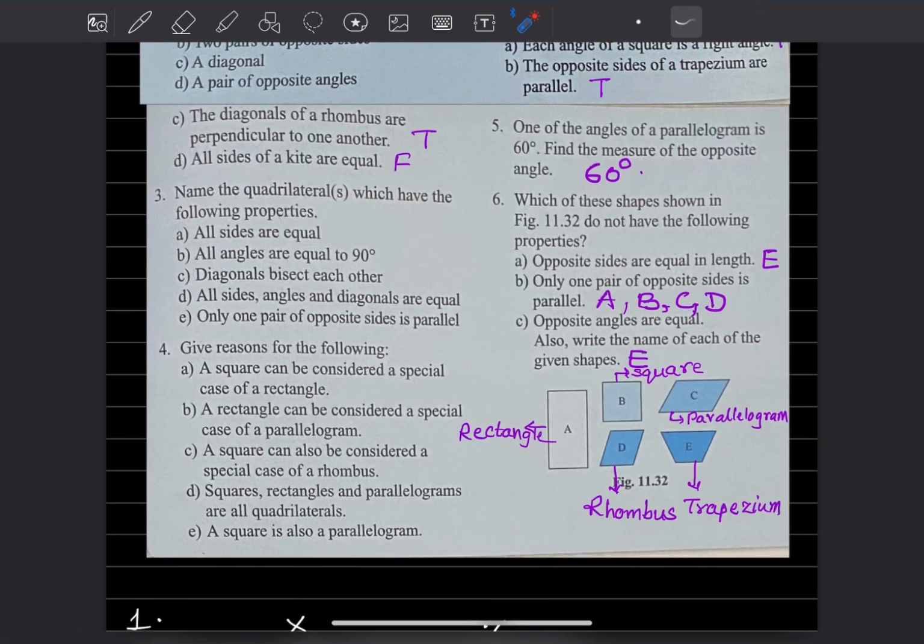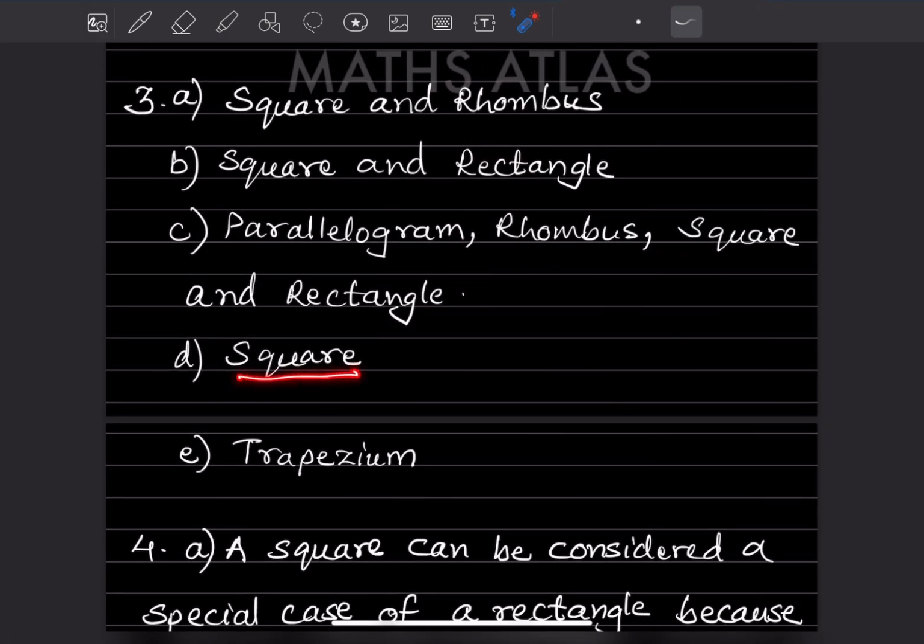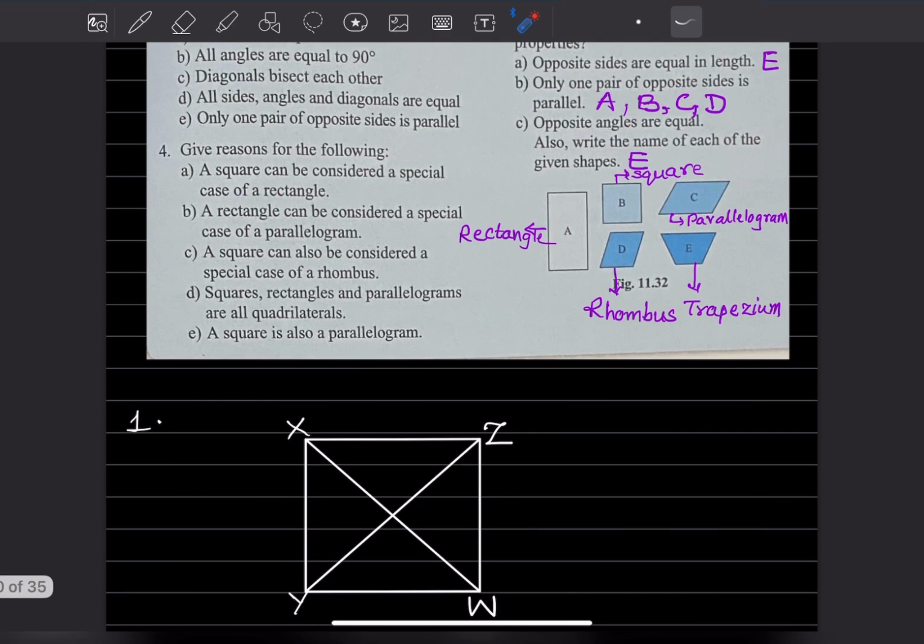So now here, all sides, angles and diagonals are equal. Where can we see that? In the square. All sides are equal, the diagonals are also equal, and the angles are also equal, all are 90 degrees.